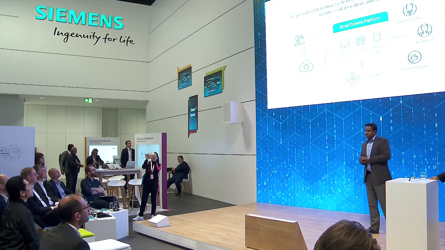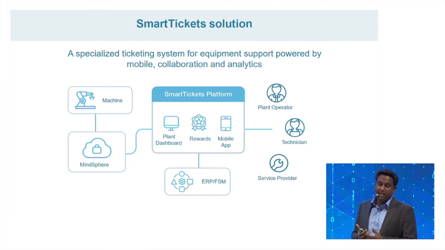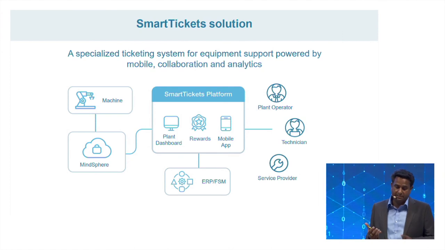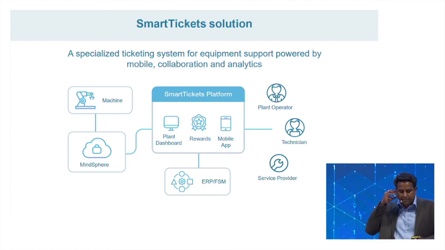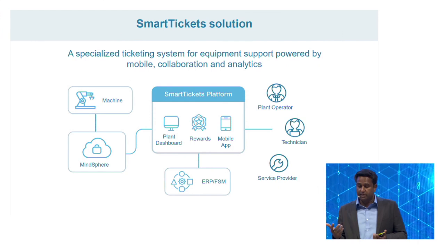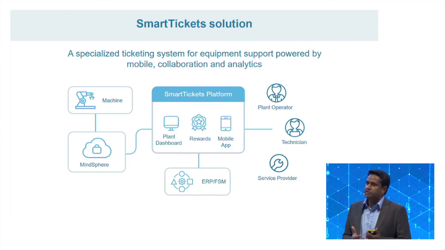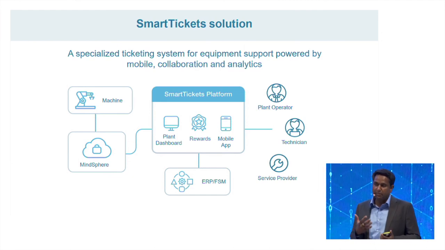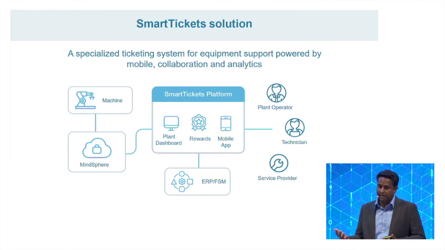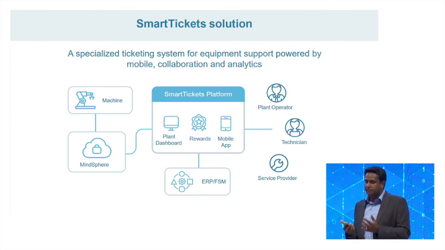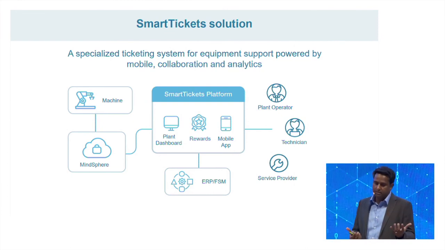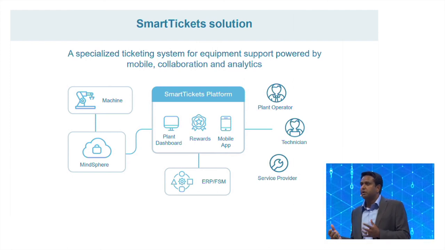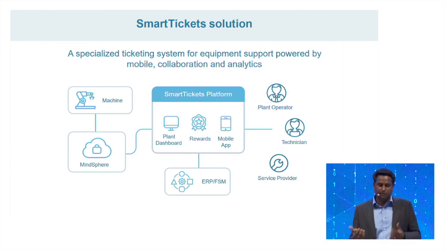So Smart Ticket Solutions is a specialized ticketing system for equipment support. It's powered by mobile, collaboration, and analytics. On the left side, you'll see the machine being connected to MindSphere, which is then connected to our platform. That means we can pull in data in real time and even create tickets automatically based on what we see from the data. On the right side, you have the users: the plant operator, the manager, the technicians, and even third-party service providers, all collaborating on the same ticket to solve the issue.